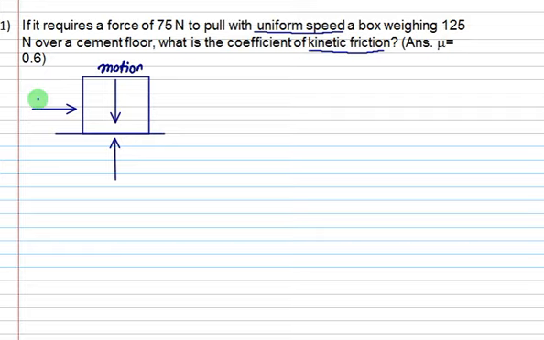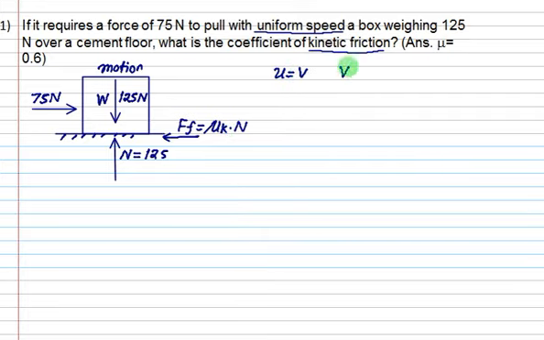What is the meaning of uniform speed? This one is 125 Newton. This one is normal reaction N, the same as 125. This one is friction force. Is it a static or dynamic condition? It's a dynamic condition. U is equal to V. So V is equal to U minus a t. So A is always equal to 0.